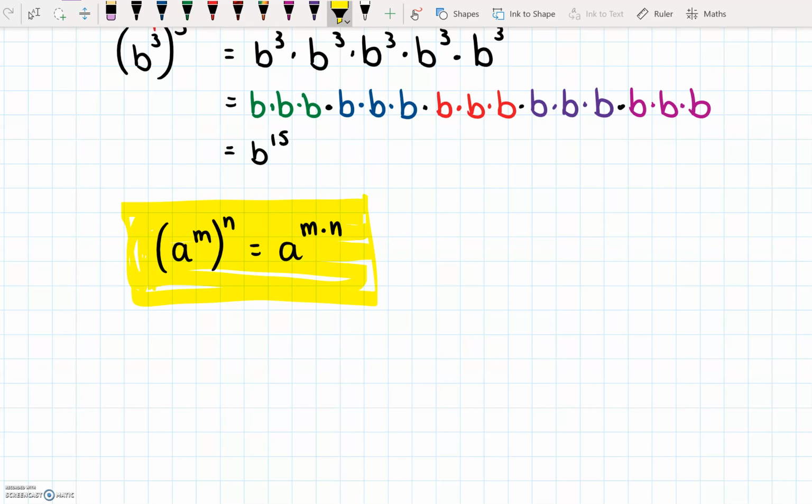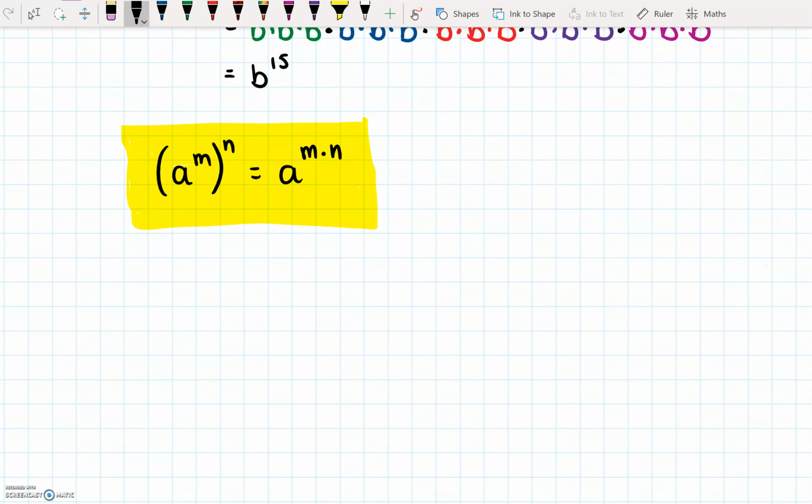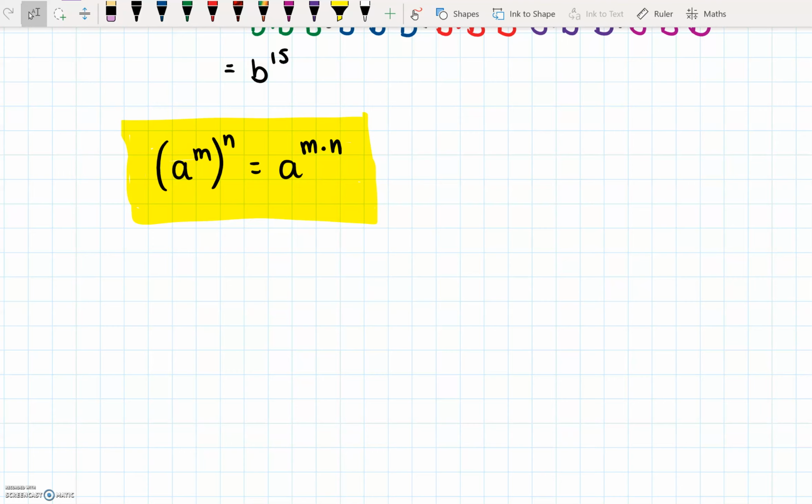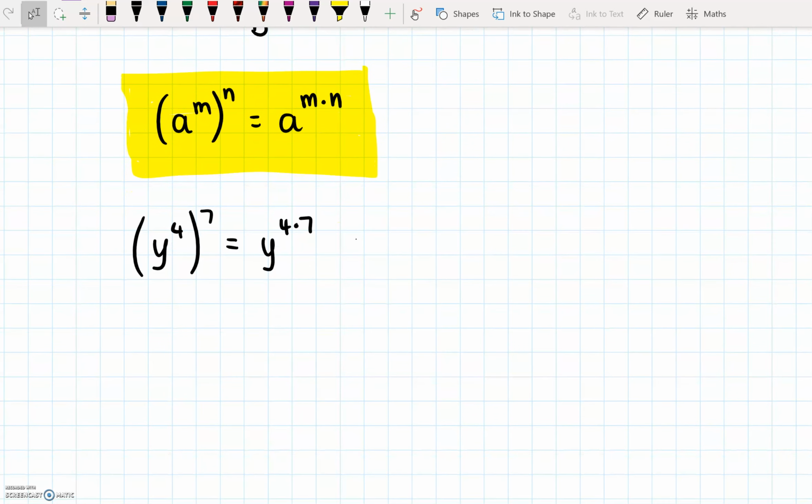Okay, it's a very nice one. Nice and easy. Alright, and this is also closely linked with the next one. So I'm going to do an easy example for this one, and then we'll do it in a little more detail in the next video. Okay, so actually there's not really much we can do here that we haven't already done. If we have y to the power of 4 and raise that to the power of 7, it just means we have y to the power of 4 times 7, which is y to the power of 28.